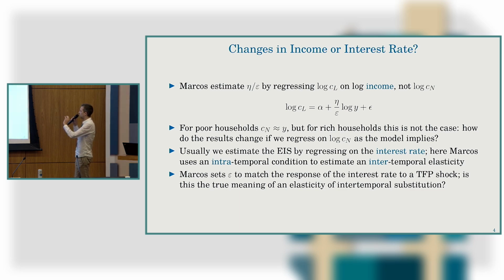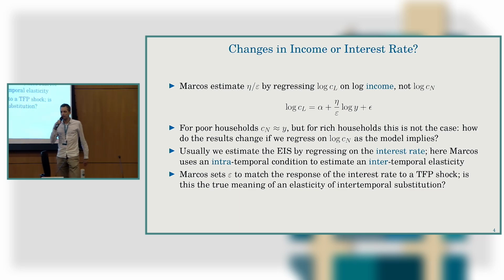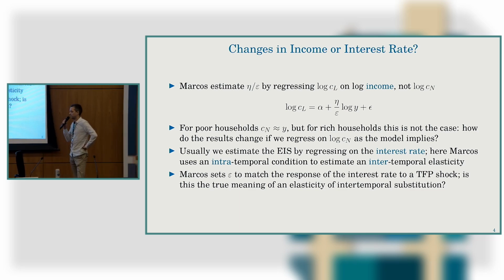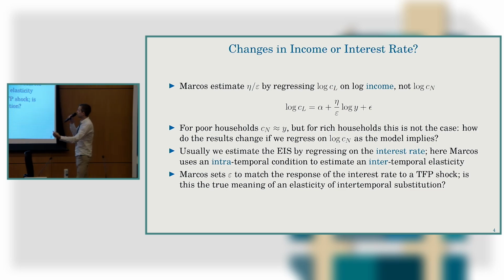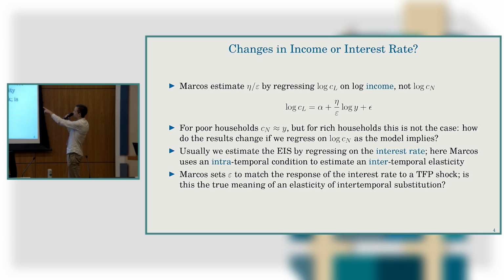Another comment here is that there's a big literature on estimating the EIS, the elasticity of intertemporal substitution. Generally, what people do is regress consumption on the interest rate and see how people's consumption responds to changes in the interest rate. Here, you're actually using a static, intratemporal condition to estimate an intertemporal elasticity. So it seems not quite standard.